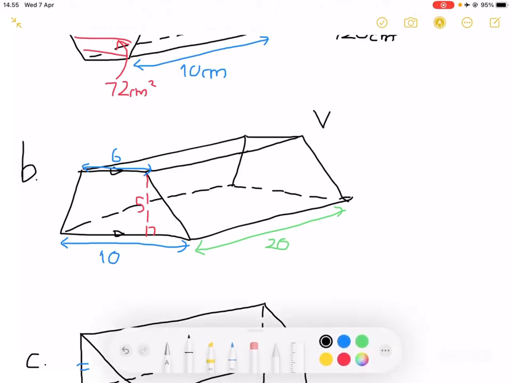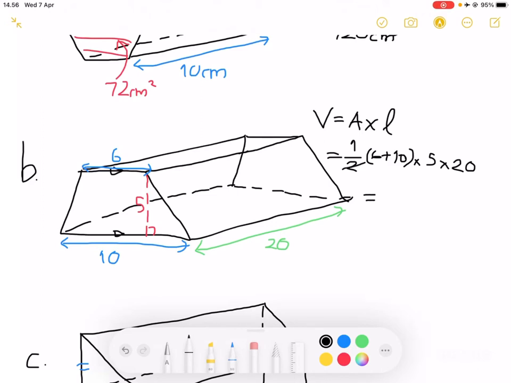So let's just write our formula for our volume, and let's figure out the area of a trapezoid here. So recall that it is a half times the sum of the parallel sides, which are 6 and 10. So let's just write that down. Multiplied by the height of the trapezoid, which is 5. And along with that, we need to multiply by the length extended, which is 20.